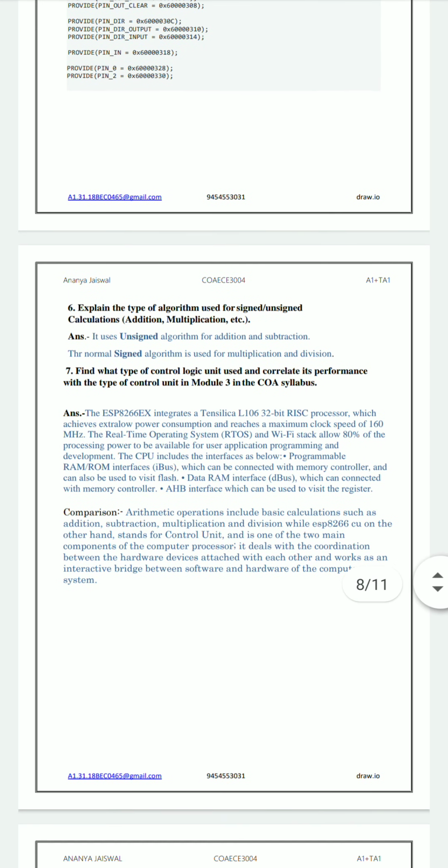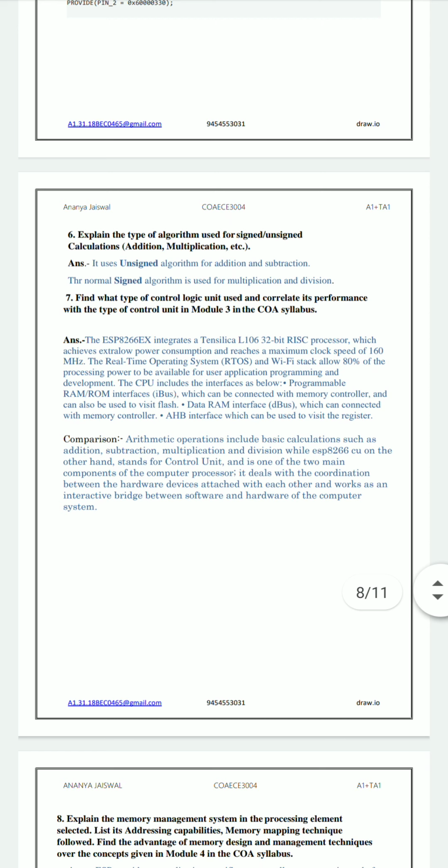Question 6 from the digital assignment asks to explain the type of algorithm used for signed and unsigned calculations. So basically, the ESP8266 uses an unsigned algorithm for addition and subtraction. The normal signed algorithm is used for multiplication and division.